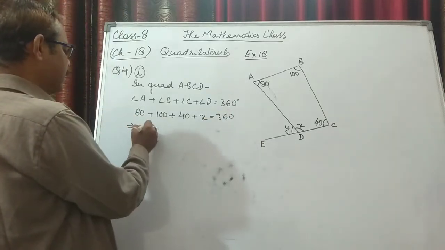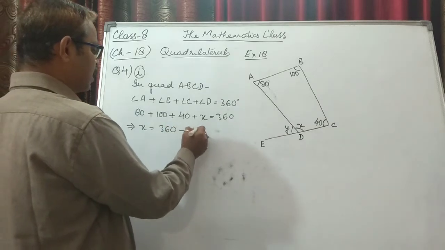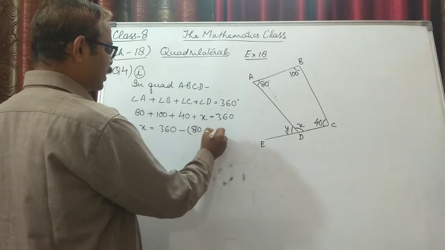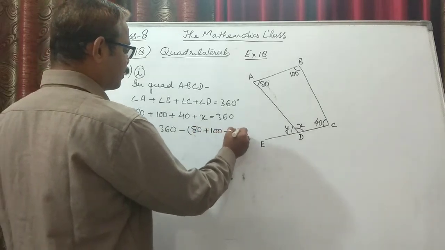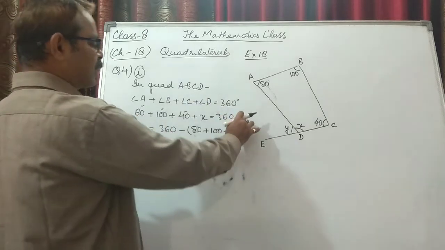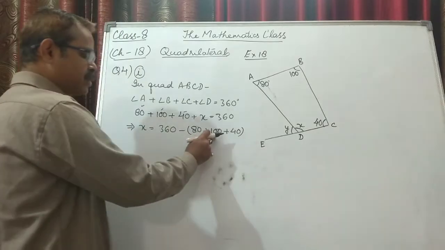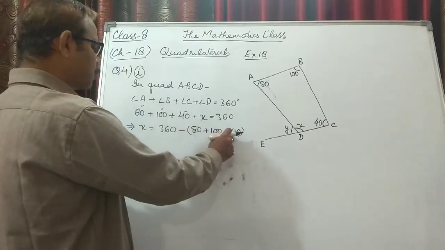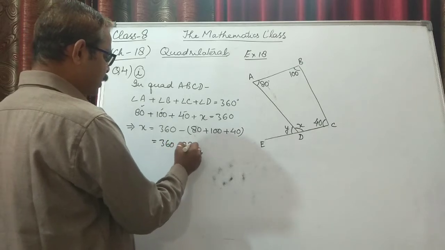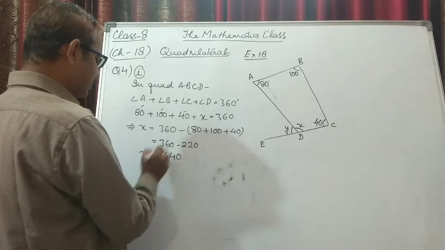Therefore, X will be equal to 360 minus (80 plus 100 plus 40). What we did, 80, 100 and 40 move to the other side, it will come in negative, so that minus has been taken common, and 80 plus 100 is 180 plus 40 is 220. So this is 360 minus 220, so that will become 140 degrees, the value of X.